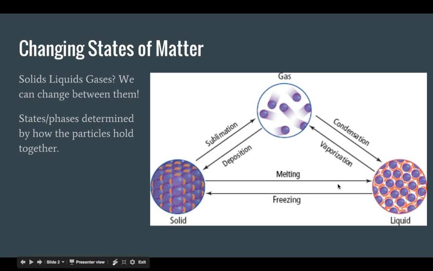So we have different names for that, like when you go from a solid to a liquid, it's melting, or liquid to solid is freezing. If we go from a liquid to a gas, it's vaporization. From a gas to a liquid, it's condensation. And we can go from a solid straight to a gas, which is sublimation, or vice versa, which is deposition.